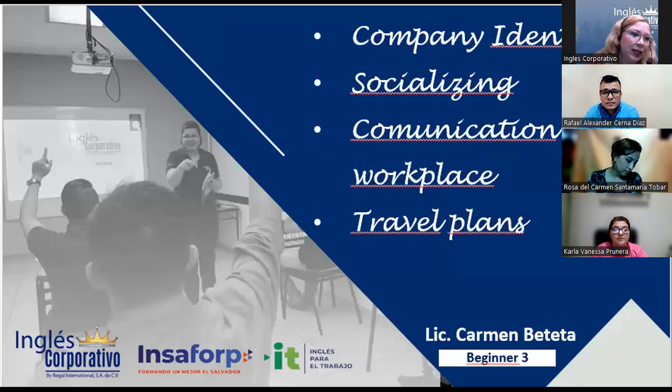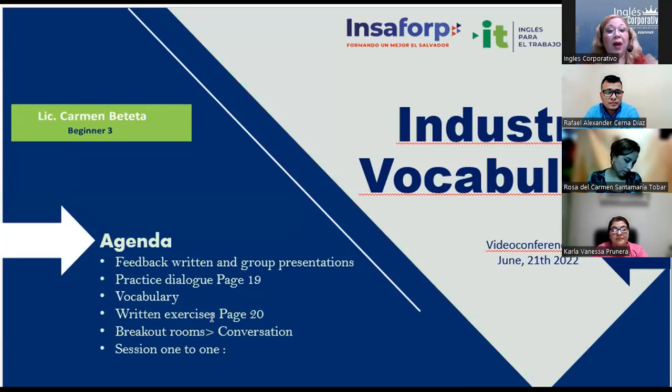Here we go. Our agenda is that we have our feedback, okay? Siempre nuestro feedback para poder entrar en ese industry vocabulary. Nos vamos a ir a hacer el ejercicio que nos quedó pendiente en la página 17 de nuestro manual, y vamos a hacer algunas observaciones de las que han enviado en el WhatsApp, en donde vamos a superar algunos detallitos. Luego vamos a practicar el diálogo en la página 19. Then vamos a aprender el industry vocabulary. Luego vamos a tener unos ejercicios escritos. Nos vamos a ir a platicar en los breakout rooms. Y la sesión 1-1 es la que continuaba de la lista, pero si no está, también va a quedar available. Luego lo chequeamos, ¿ok?